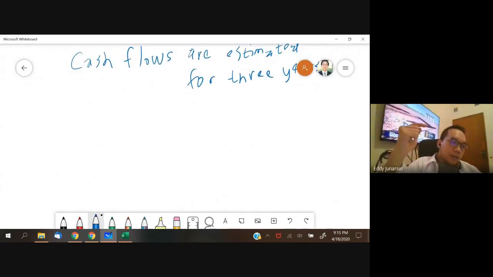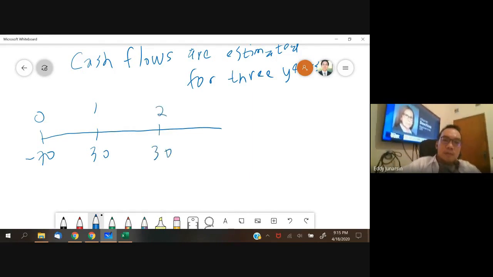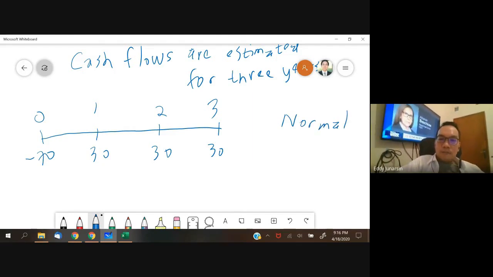Okay, so now we try to make three scenarios. The first scenario is, let's say, a normal scenario. If the normal scenario prevails, then this is what will happen. The initial investment is 70. The first cash flow is, let's say, 30 million, 30 million, 30 million. Again, for the sake of brevity, we will stop at year three, right? And this is a normal scenario with the probability of happening of 40%.